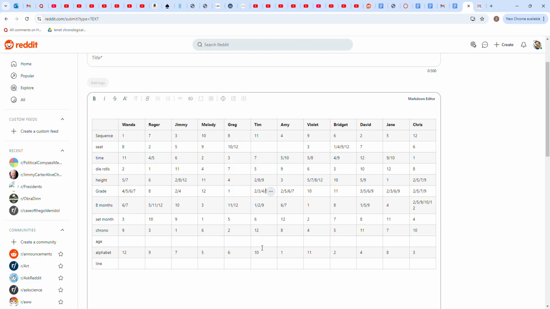Okay, so we have some sets here. The oldest of that group I just mentioned is definitively Roger, the oldest of the group of Roger, Melody, Greg, Violet, and Bridget. So, knowing this, is there any way we can compare Roger and Jimmy's ages? And the answer is yes, because in his scene, Jimmy's actually turning 40. In scene 7, Jimmy is turning 40.